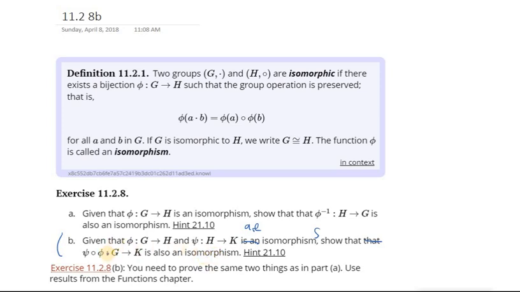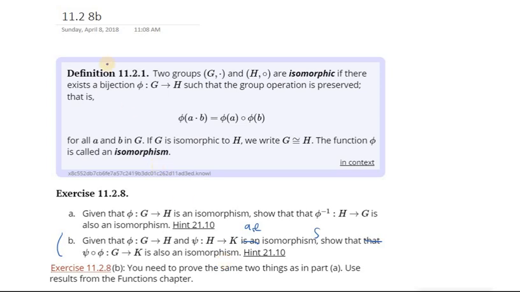Right. So see how this works. Phi takes G to H, and psi takes H to K. So if I take psi composed phi, remember you do phi first. So it's going to take G to H, and then the psi will carry it over to K. So this is a correct composition. And we need to show that this is an isomorphism.